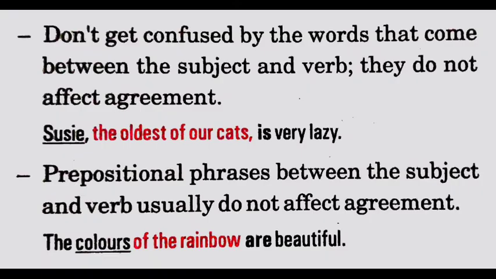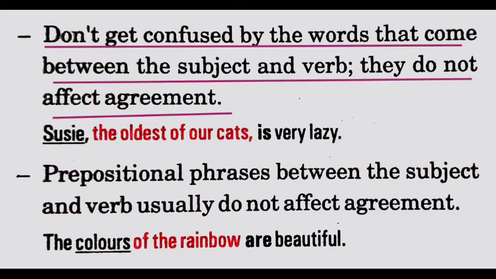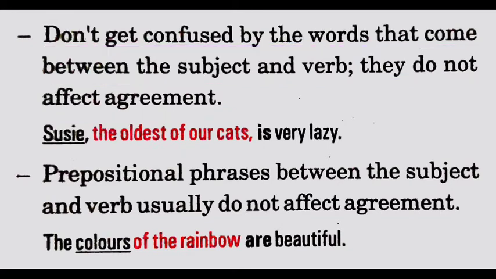Now students, you must note that we should not get confused by the words that come between the subject and the verb. For example, Susie, the oldest of our cats, is very lazy. Some of you might be thinking that with cats we should use are. But see, here the subject is Susie. So the words which are between the subject and the verb are not to be taken into consideration. We'll see only the subject and the verb.